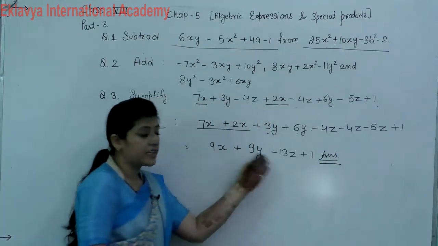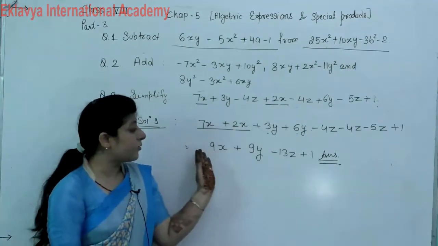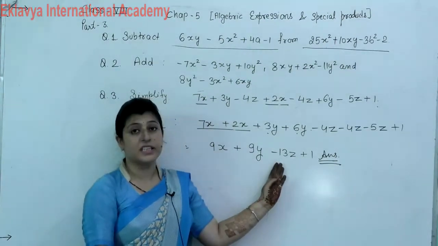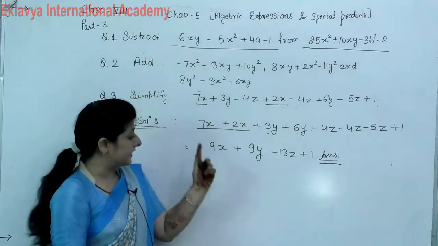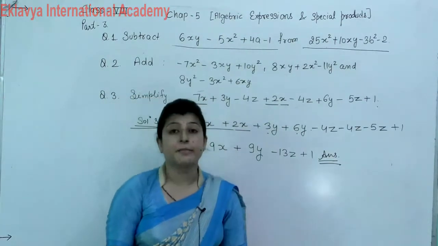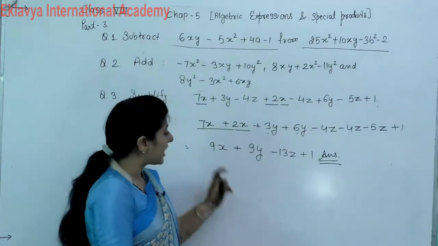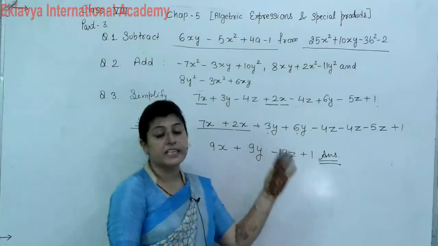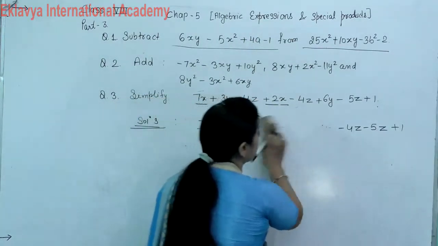Don't try to add it again. Some students, I know, will make this mistake: they write 9 plus 9, 18, 18 plus 13, 31, xyz. This is not right. These are unlike terms. It means we have to write them directly. So our answer is 9x plus 9y minus 13z plus 1 for this given polynomial.